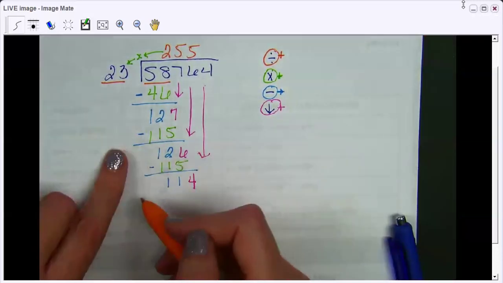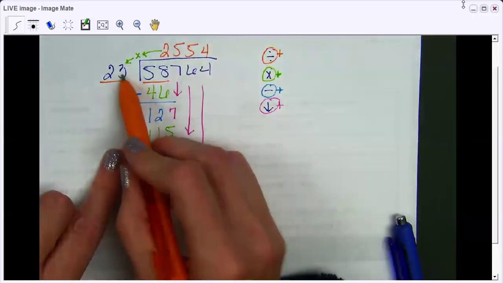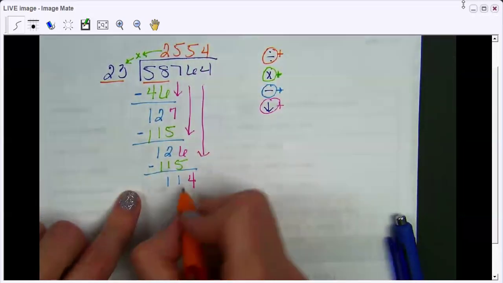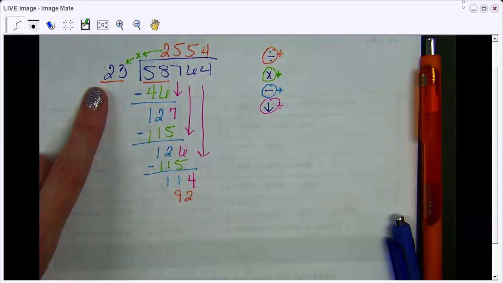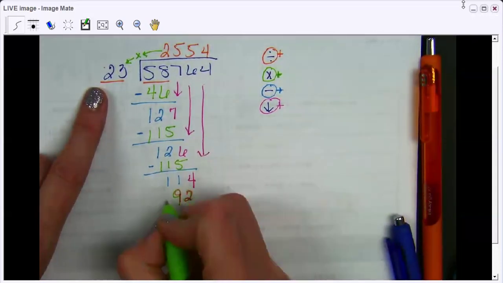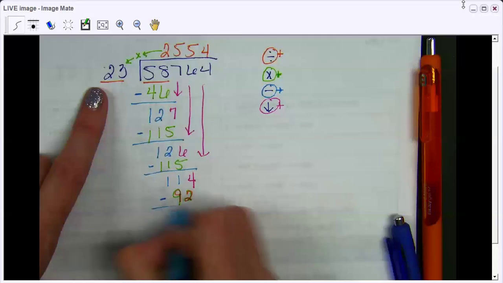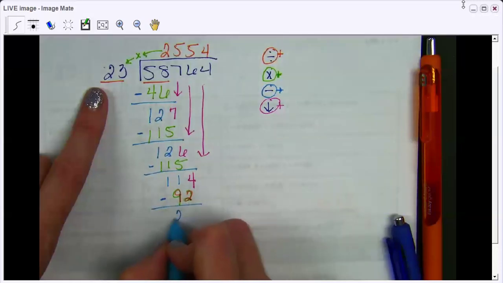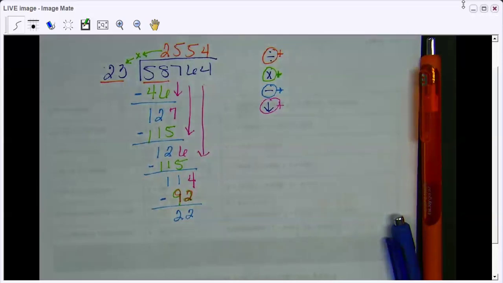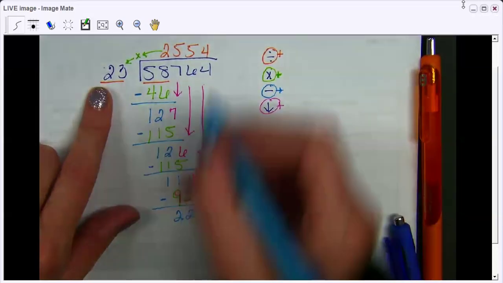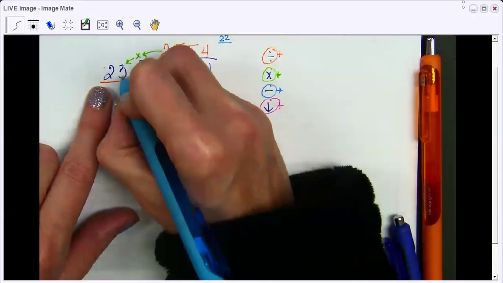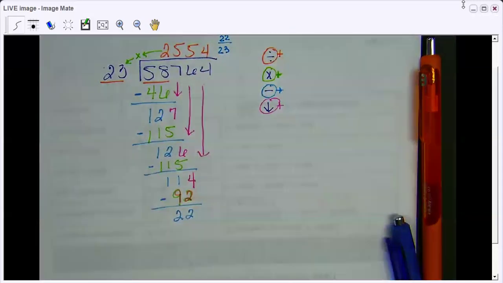We are going to divide again. 23 goes into 114 4 times. You get 92. Oh, that should be green for subtraction. Now we are going to subtract and we get 22. Now we're finished, right? So we've done our long division, but we have a remainder. It didn't divide in easily. So we're going to take 22 over our divisor of 23. And this right here is our final answer.